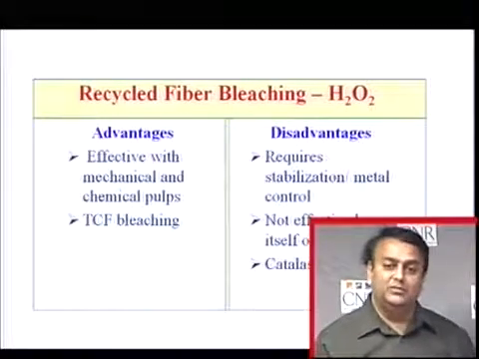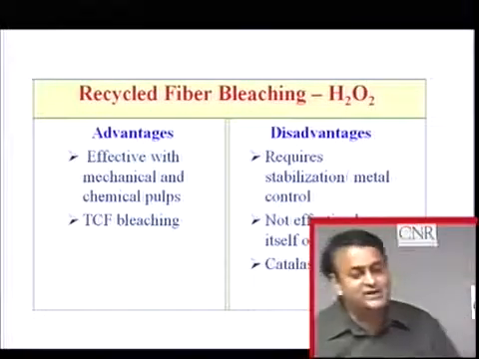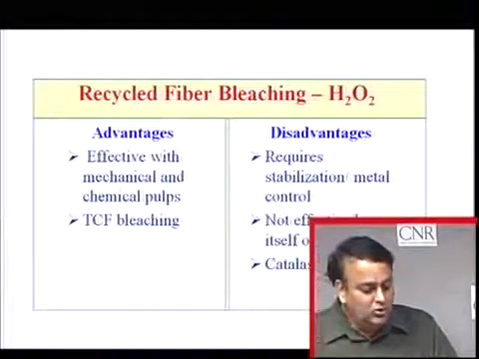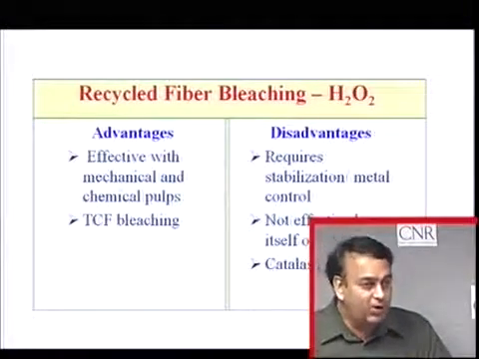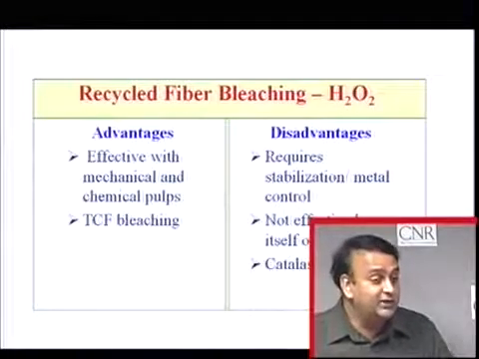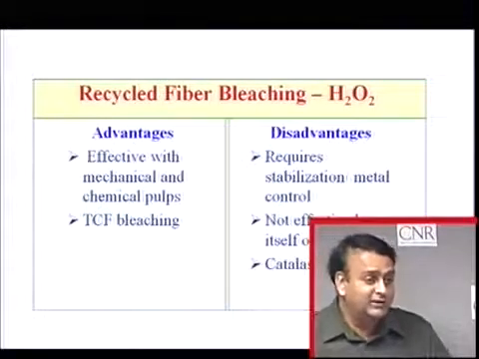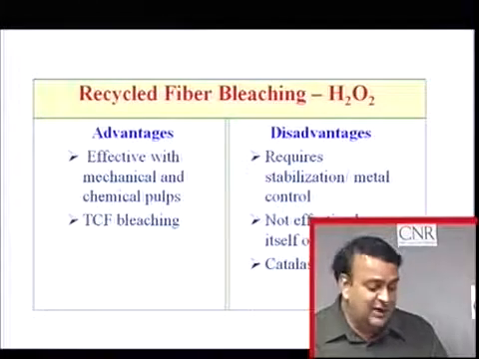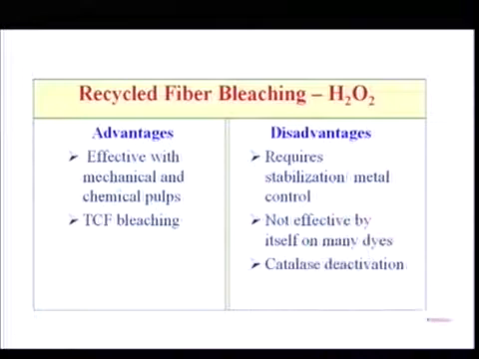What are the advantages of peroxide? Very effective with a mechanical pulp, and also you have residual lignin in chemical pulps. Peroxide can take away the residual lignin and give higher brightness. Typically in chemical pulp bleaching, at the last stage peroxide can be used, and it gives that label total chlorine free bleaching.